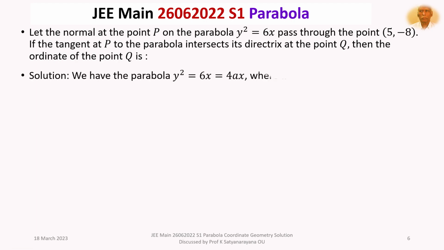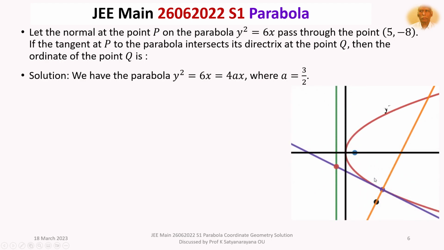We now discuss the solution of the problem in detail. We have the parabola y square is equal to 6x, and writing it in the standard form y square is equal to 4ax, that will give rise to a is equal to 3 by 2. This is your parabola in red color, y square is equal to 6x, passing through the origin, opening rightwards, and the a in this case is 3 by 2.